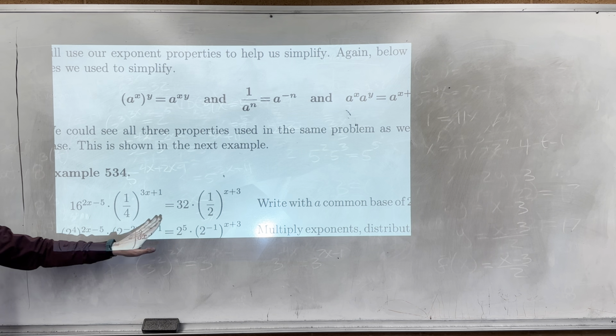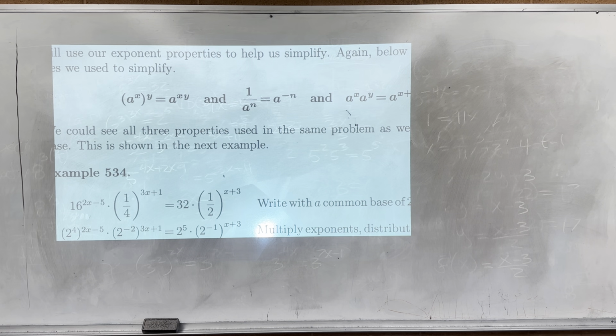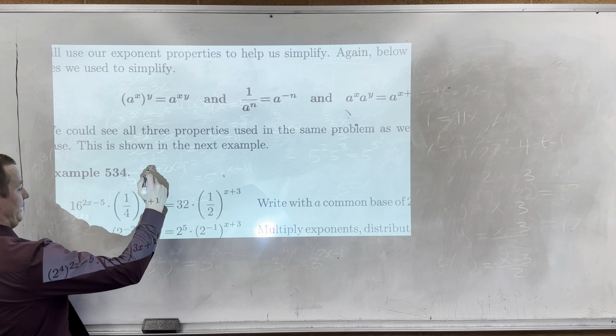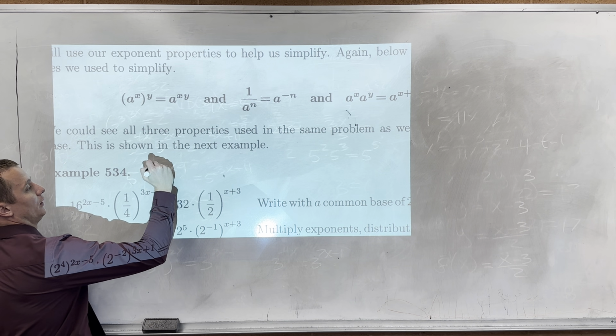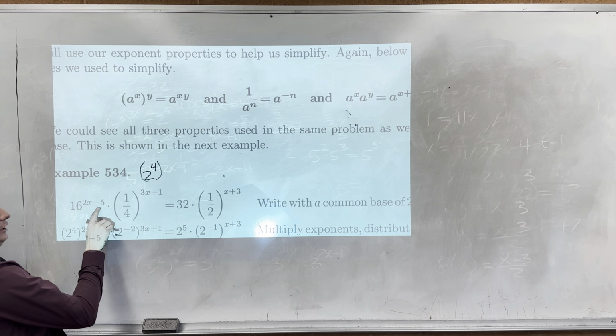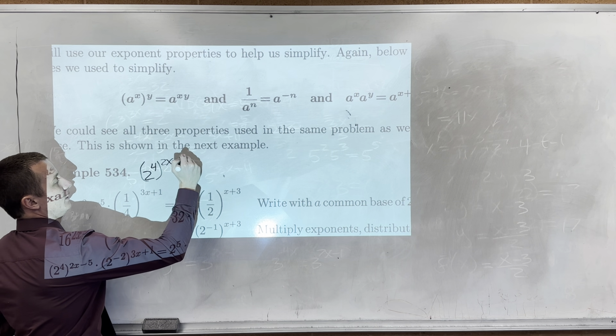What is my common base going to be? It's got to be 2. So express everything in terms of 2's. So what's 16 in terms of 2's? It's 2 to the power of what? 4. 2 to the 3 is 8. So this is 2 to the 4. There's our 16, and we have 16 raised to the power of 2x minus 5.